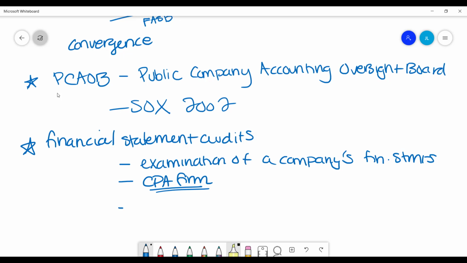Okay. And how do they judge the fairness of these financial statements? They are based on the standards of, what did we talk about before? GAAP, right? So that's what it's based off of. Are these financial statements in accordance with GAAP? And are they a fair representation of the company's position? Okay.